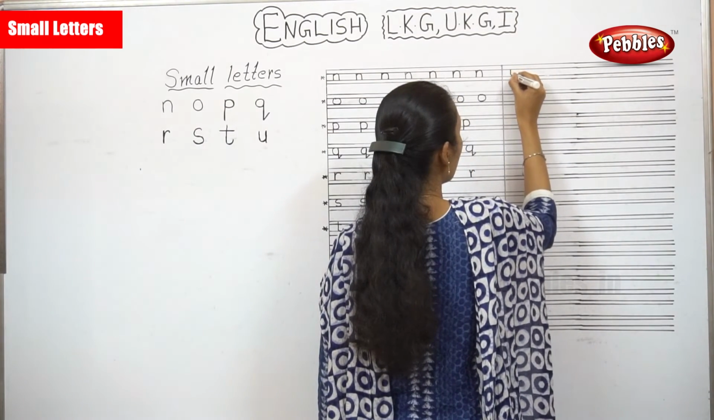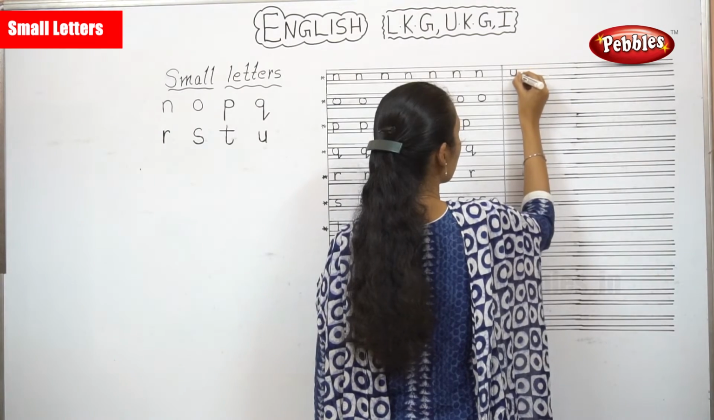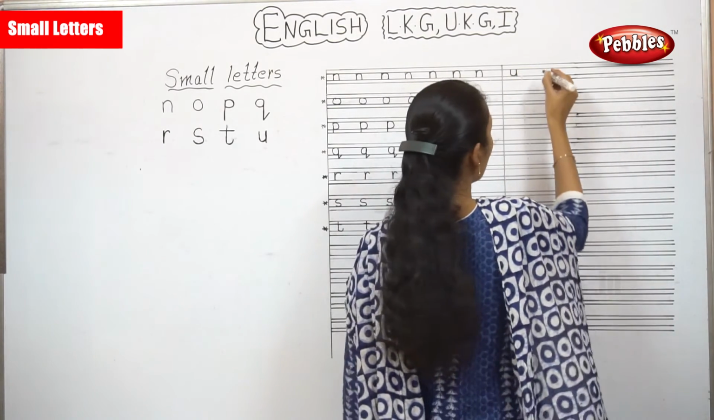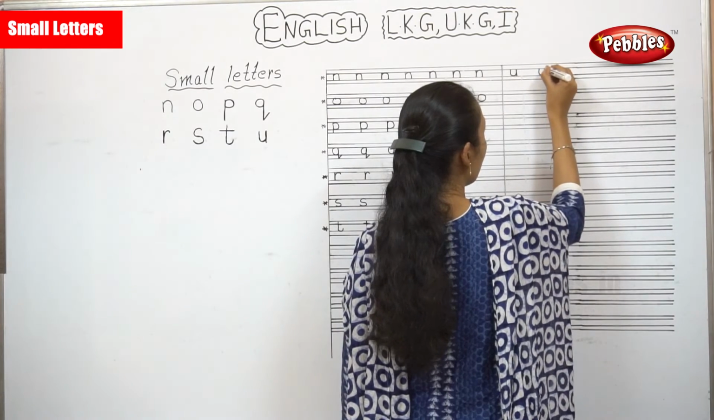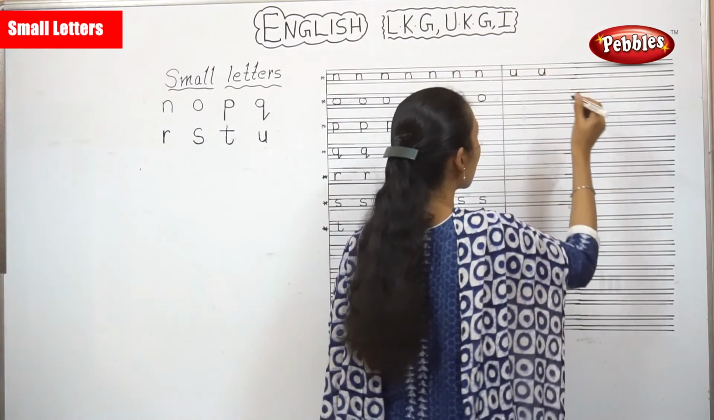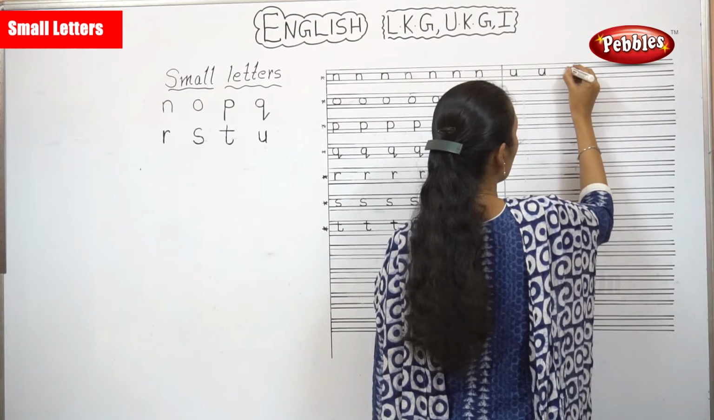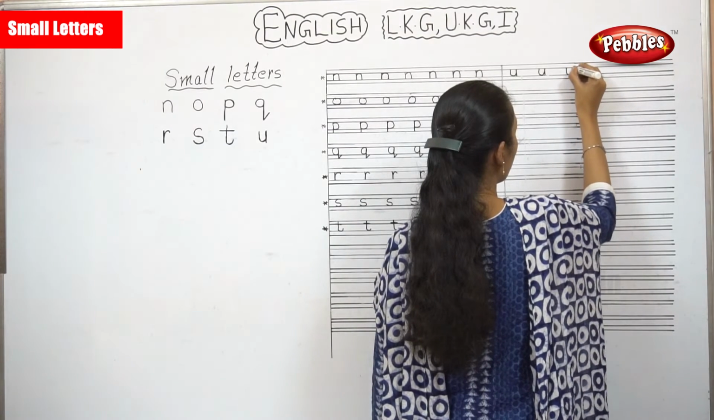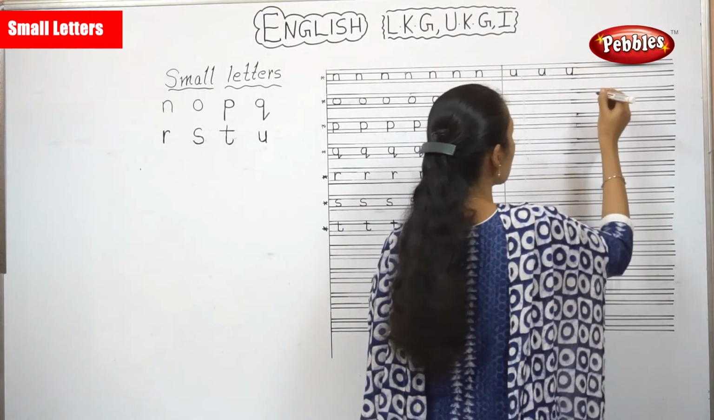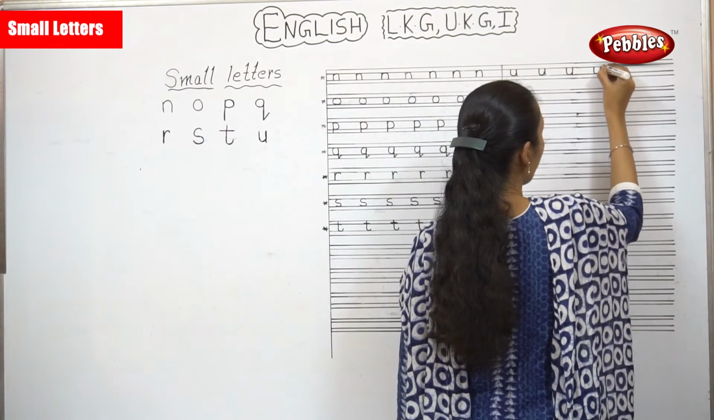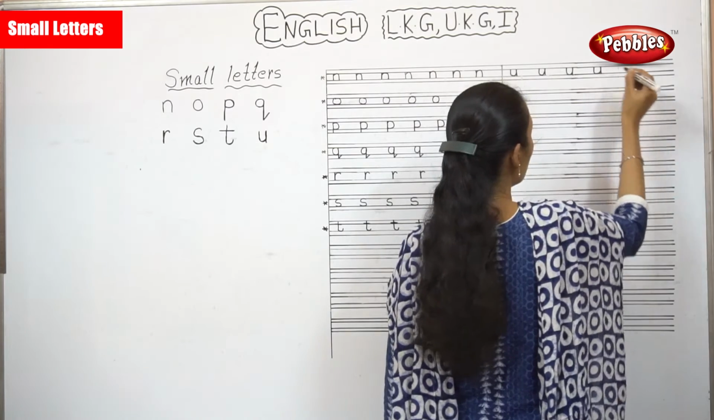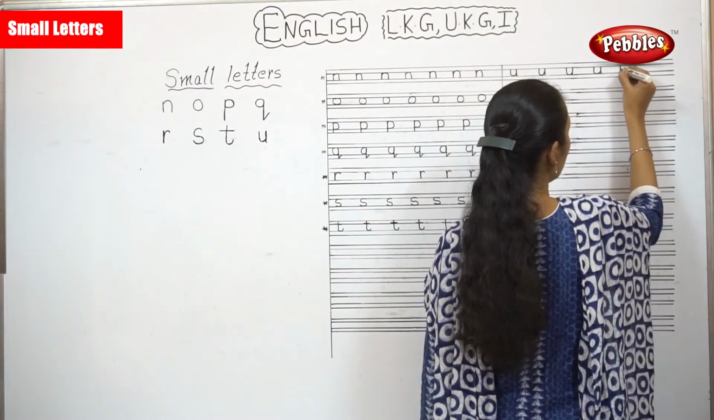A curve up and down. U. Okay, watch carefully, children. A curve up and down is small letter U. Again a curve up and you draw a line down, small letter U. A curve up and a line down, small letter U.